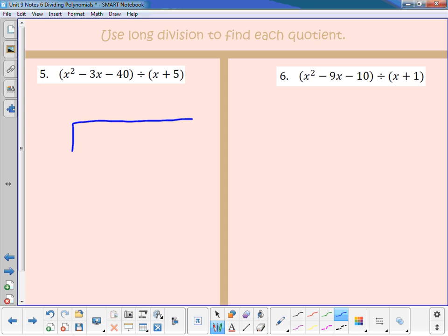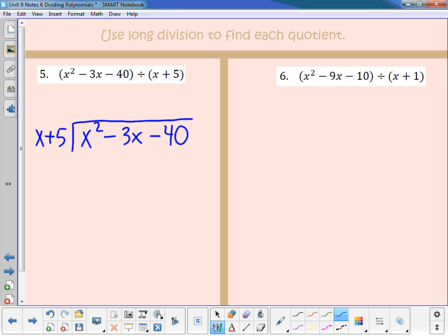The outside of my box is x plus 5. That's the dividend. I'm sorry, that's the divisor. And the inside of my box is x squared minus 3x minus 40. That's the dividend. So the first number goes inside, the second number goes outside.